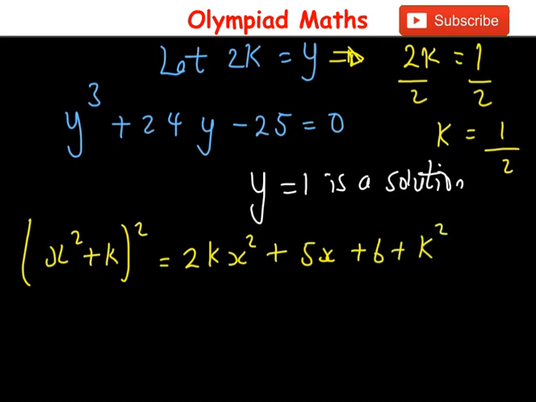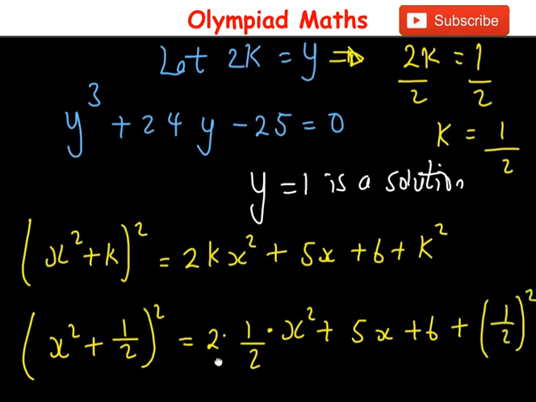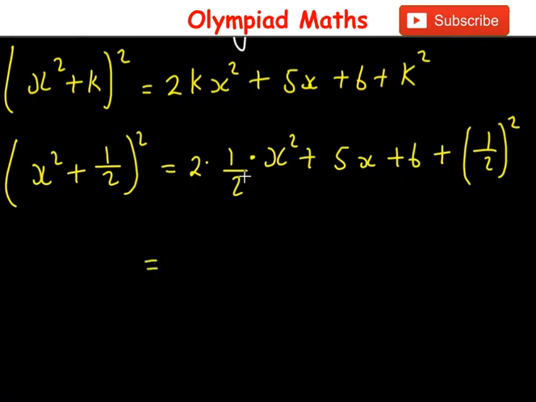With this, we have (x squared plus k), where k is now 1 over 2, so we write down (x squared plus 1 over 2) all raised to power 2. This equals 2 times k, which is 1 over 2, times x squared plus 5x plus 6, plus k, which is 1 over 2, so 1 over 2 all squared. With this, the 2 will cancel the 2, giving 1 times x squared plus 5x plus 6, plus 1 squared over 2 squared, which is 1 over 4.